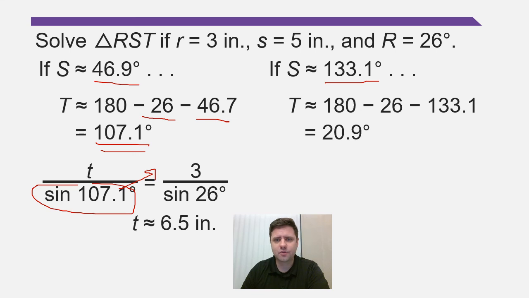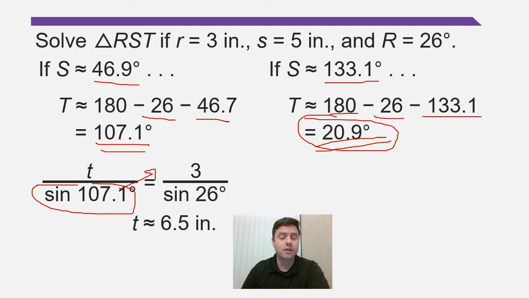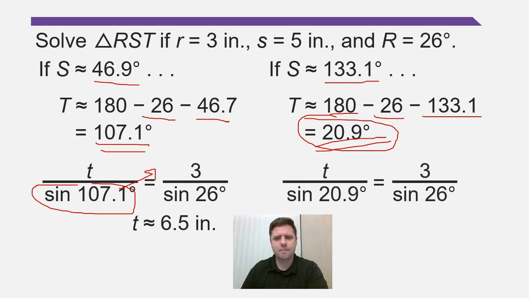In the second case over here, we again take 180 minus 26 minus 133, and notice that we get 20.9. You would know if I was wrong earlier about there being 2 triangles, because if you did the subtraction, you would get a negative number or something of that nature. And if you did, then you'd know that this whole thing doesn't work at all. But in this case, we get a positive number, which means that the third angle is 20.9. Then again, we can just set up our law of sines, and get a t equal to 2.4 inches.